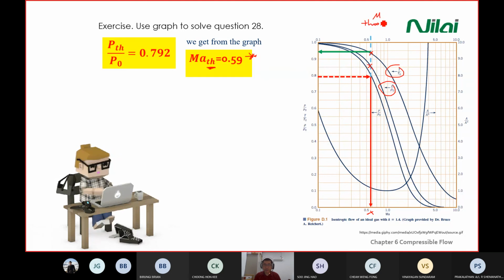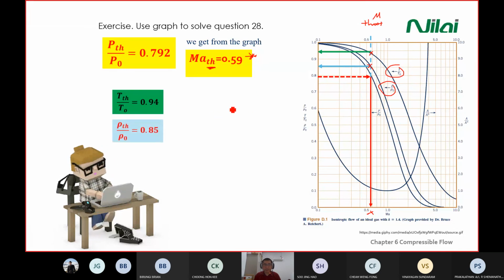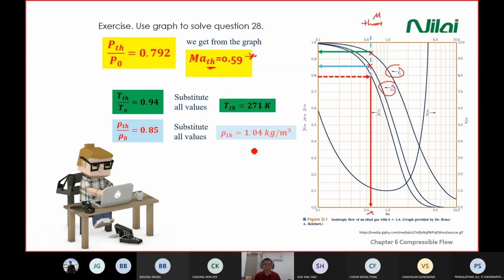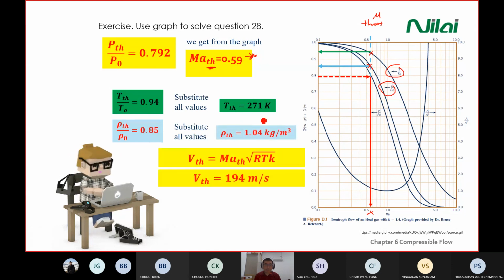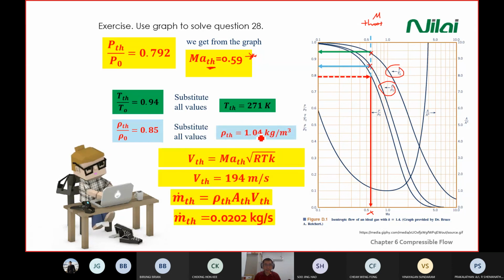At the throat, you know that your Mach number is 0.6. So 0.6 touches the first line here, which is the temperature ratio line. Here you get 1 number for temperature ratio. In this case, 0.9, about that. Then the sky blue line touches the density, you get the density ratio about 0.85. You substitute all the values, you'll get the same answer. Okay, you still get the same answer.